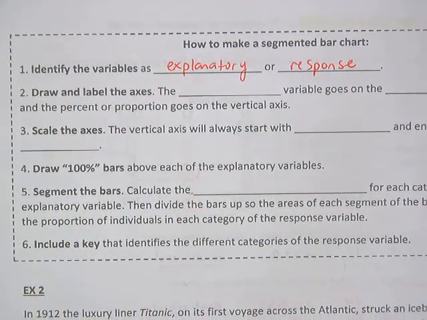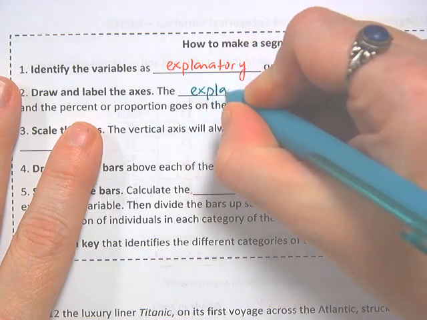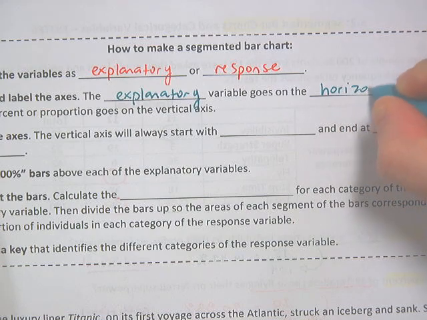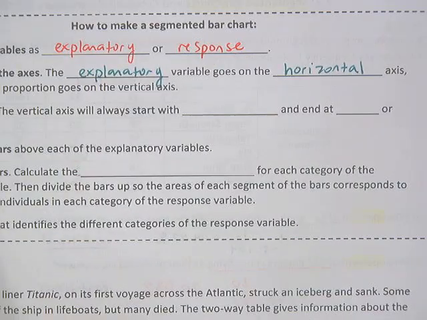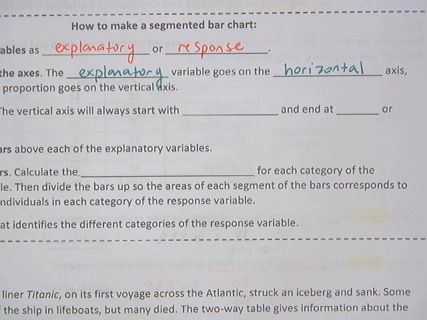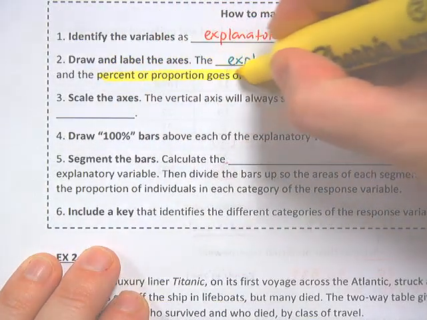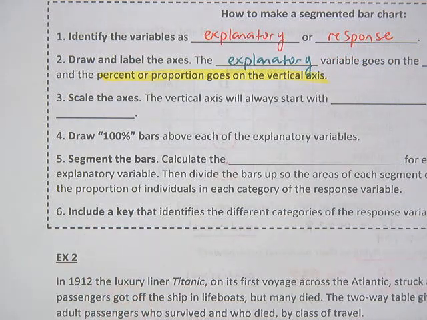Here is why you have to do that first. Because when you draw your axes, the explanatory variable goes on the horizontal axis. But keep reading, because you're not going to read, oh, then the response goes on the vertical. No, the explanatory goes on the horizontal axis, and percent or proportion goes on the vertical axis. So those percents and proportions we've been getting as answers from two-way tables, that's what I'm talking about.